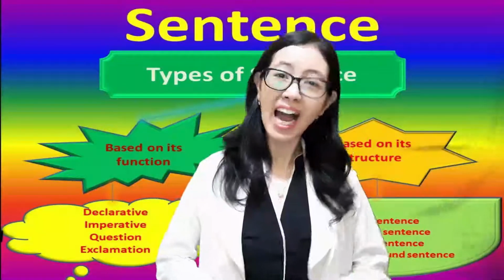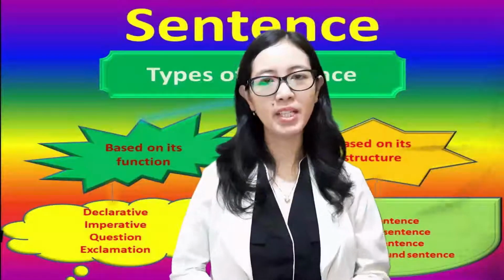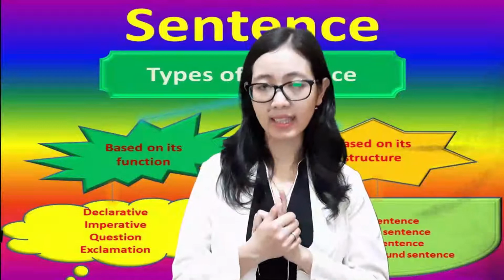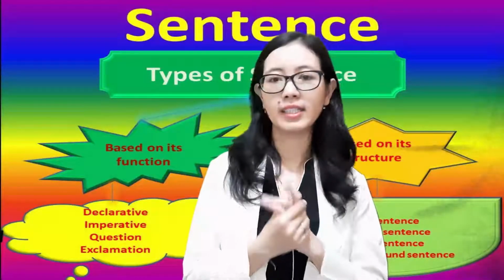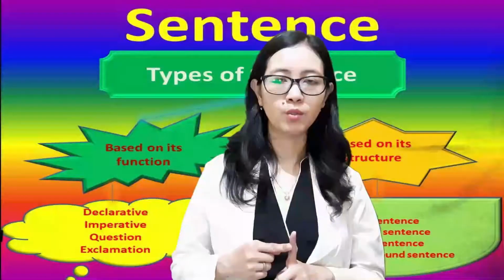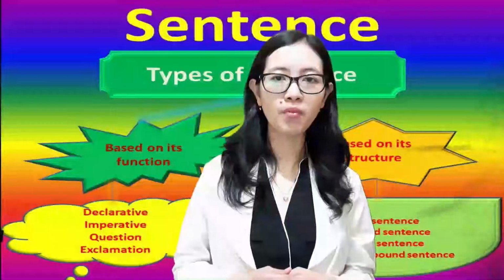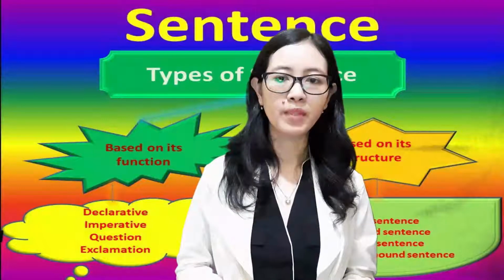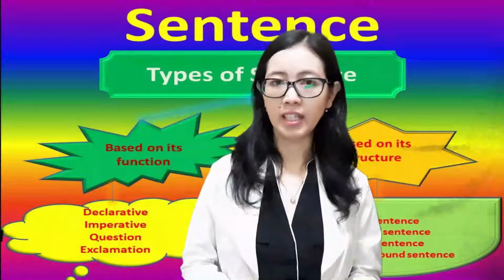For example, I'm free! Based on its structure, sentences can be divided into four: a simple sentence, complex sentence, compound sentence, and complex compound sentence. A simple sentence comprises only one clause, which is the main or independent clause. A main clause has both the subject and verb and expresses a complete meaning. It has no dependent clause. For example, she is laughing.